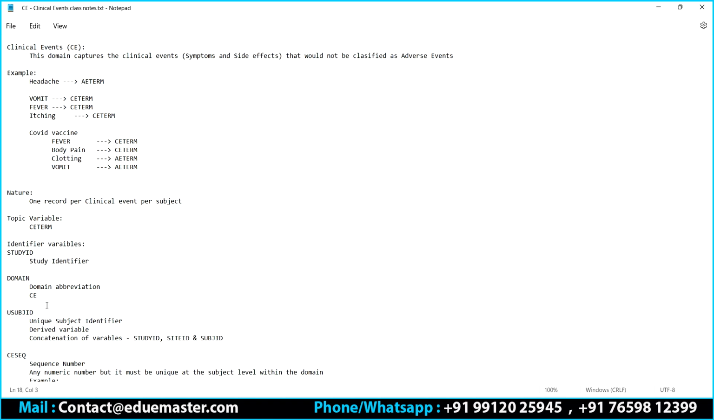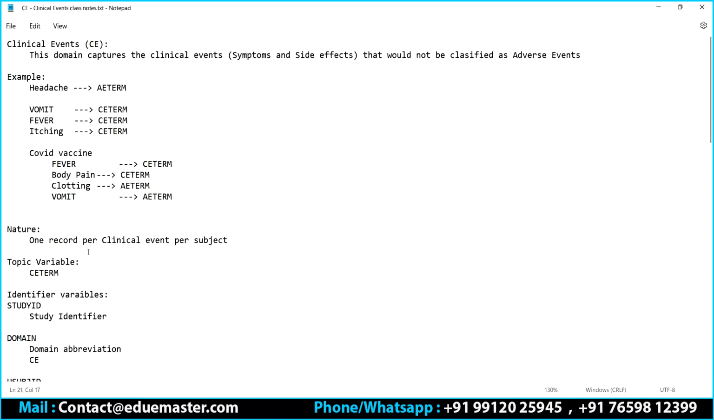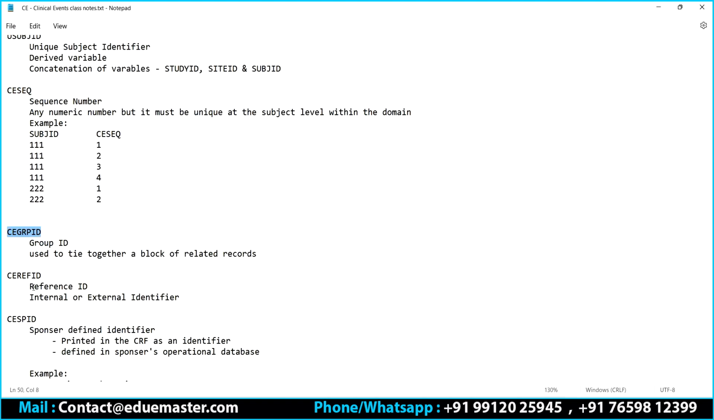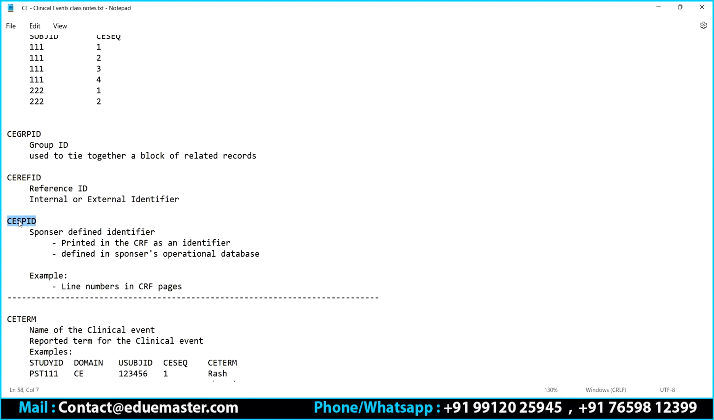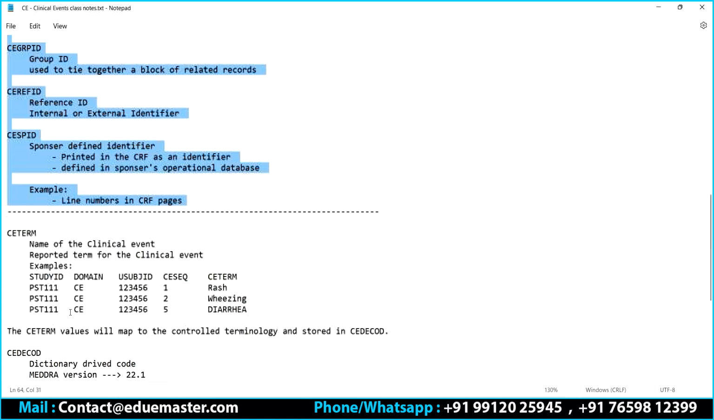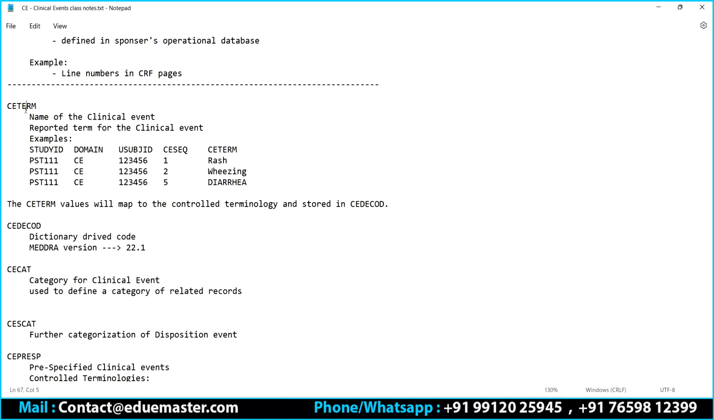Then we talked about nature, that is, one record per clinical event per subject. What is going to be the topic variable for us? The topic variable is going to be CDISC, right? A more detailed discussion of CDISC we can see down below. The identifier variables are your study identifier, domain, unique subject identifier, sequence number, group ID, reference ID, and sponsor-defined identifier. All these are your identifier variables. Then you have your topic variable called CE term. The CE term is just like your AE term, MH term, and DS term. Here you have the CE term.